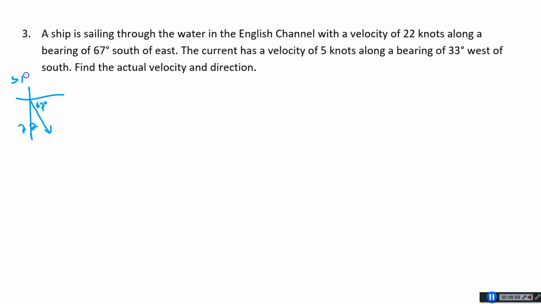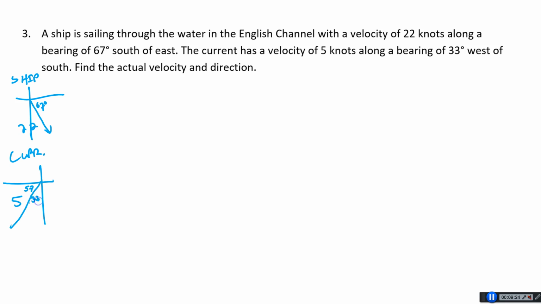So this is the ship. Current, 5 knots along a bearing, 33 degrees west of south. So something like this. Here's our 33 because it's west of south, and it tells us that current is 5. Now, I don't love this 33 because it's not cozied up to the x-axis. So I'm going to subtract from 90 to get 57 right there.